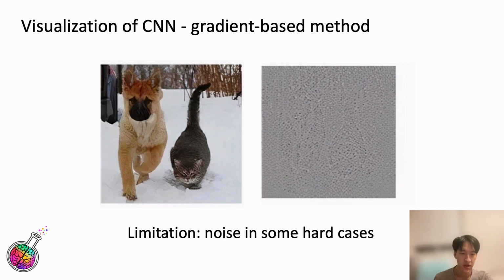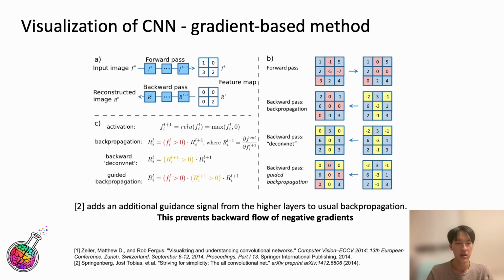But this kind of method also has some limitations. It will generate some noise in hard cases. For example, this one is the hidden layer visualization, and we can see the outlines of the dog and the cat, but there is so much noise that it is hard to make it clear.